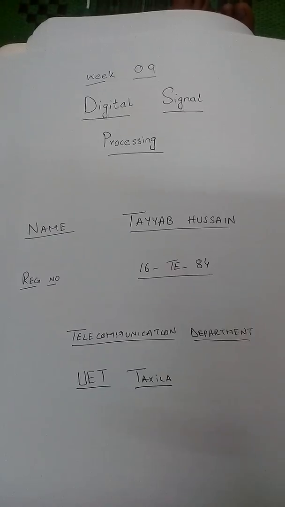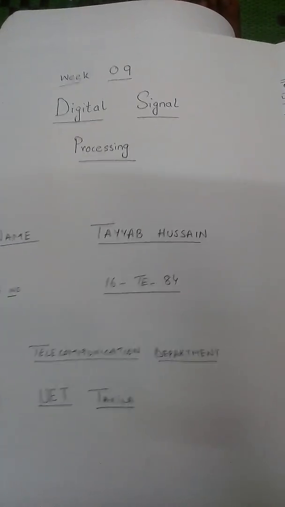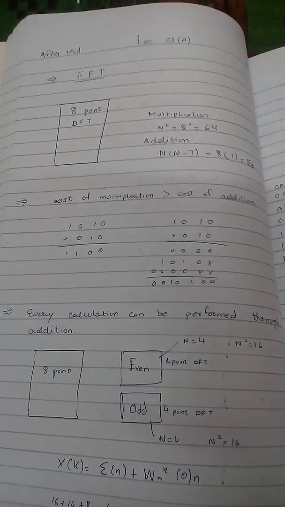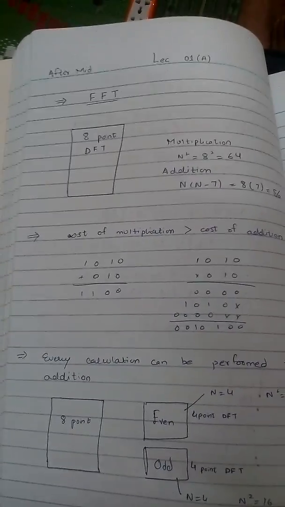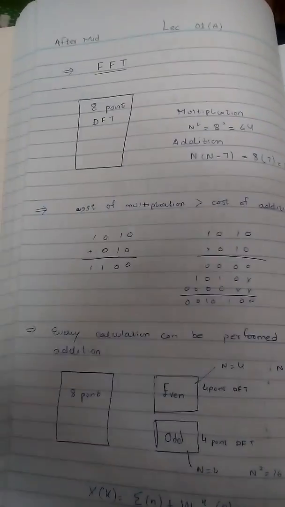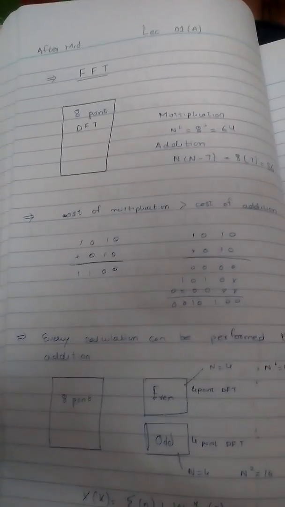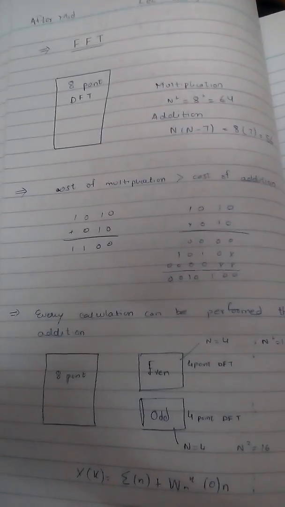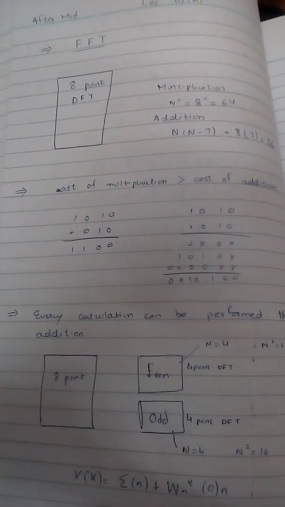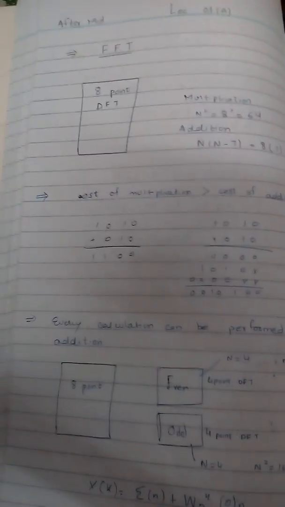Today our lecture will proceed from the previous lecture, that is the fast Fourier transform. In this lecture we will again move towards fast Fourier transform basics, that we can convert our 8-point DFT into 4-point DFT into half, and then again into 2-point DFT into the remaining half. Why are we doing that?